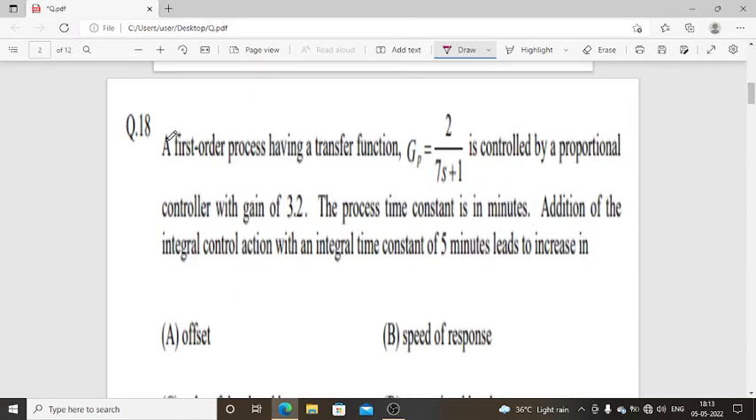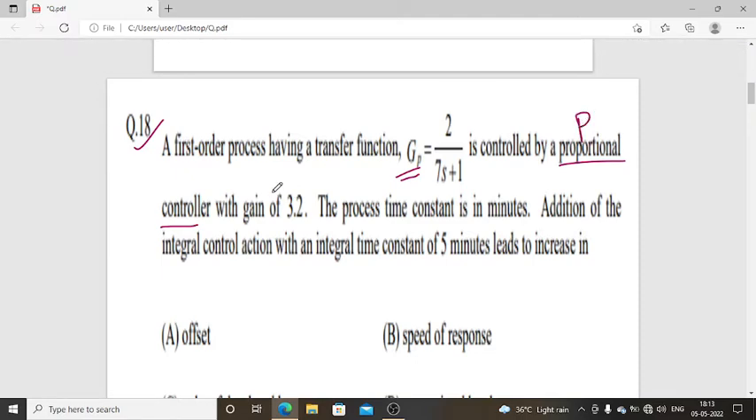Question number 18. A first order process having a transfer function Gp equal to 2 by 7s plus 1 is controlled by a proportional controller. What is the meaning of proportional controller? That is P controller with a gain of 3.2. Gain means that is K or Kc. The process time constant is in minutes.